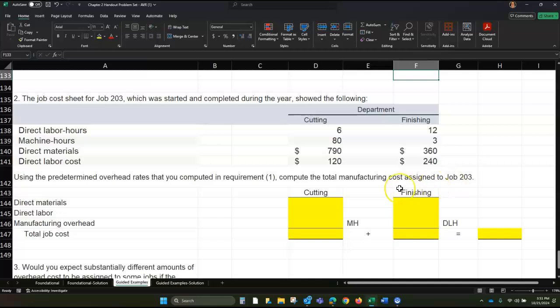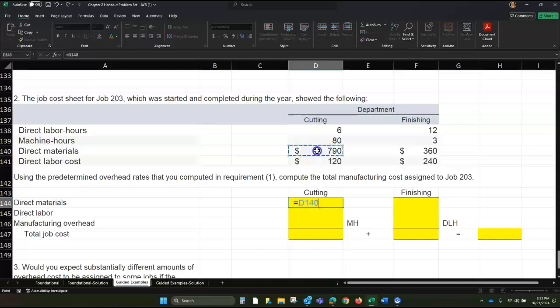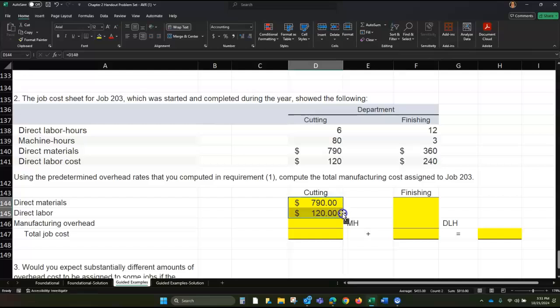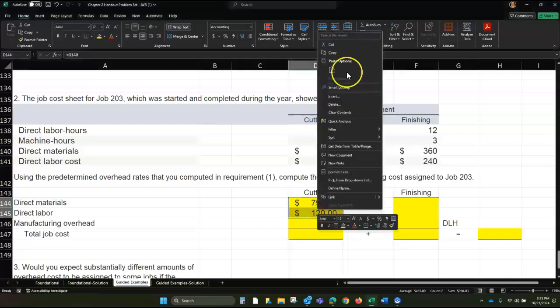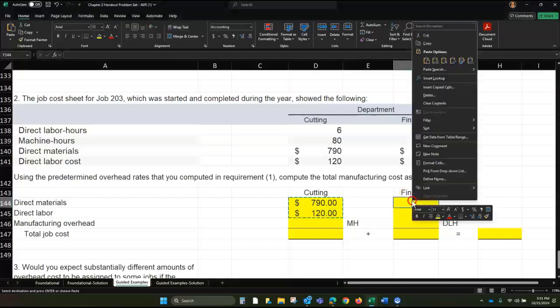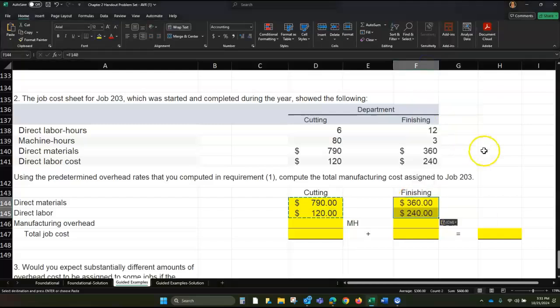Now again, we're going to pick up direct materials and labor. So we can come up here and pick up the materials, copy that down. We pick up the labor, and we can copy and paste it to the next column. And there's all of our direct materials and labor.